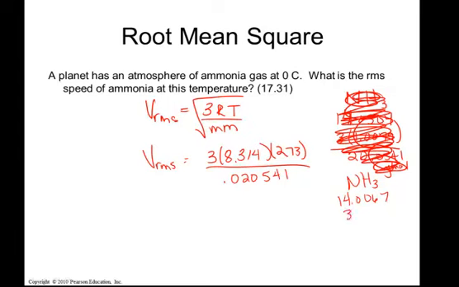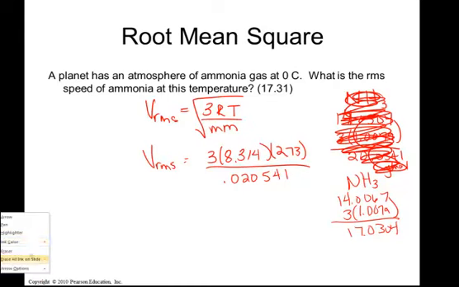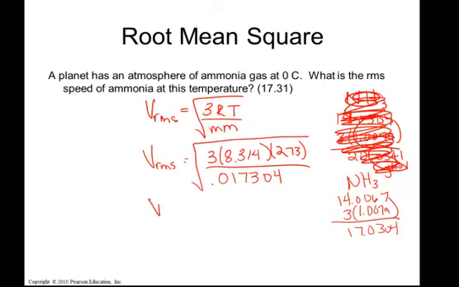14.0067. 3 hydrogens, 1.0079 from the periodic table. And if I add that up, I get 17.0304, which means that my molar mass in kilograms is 0.017304, and then I have to take the square root of all of this. And I get 632 meters per second.